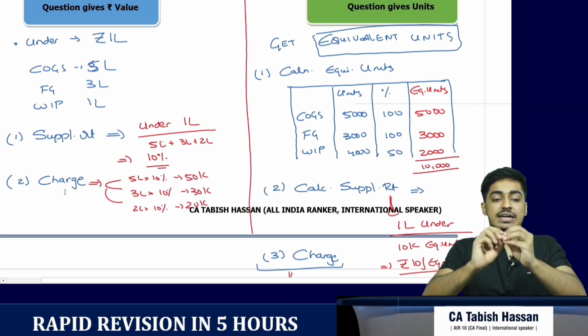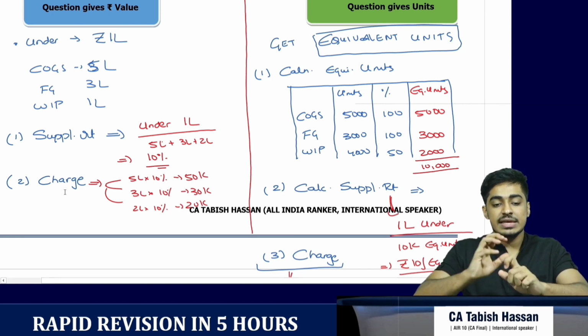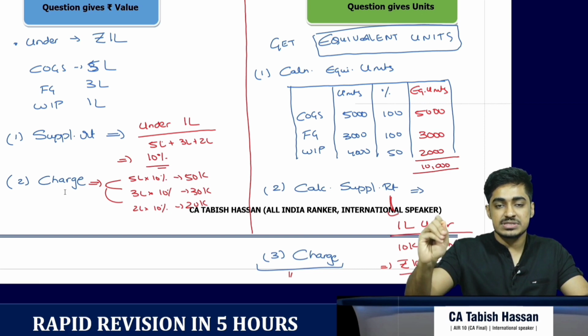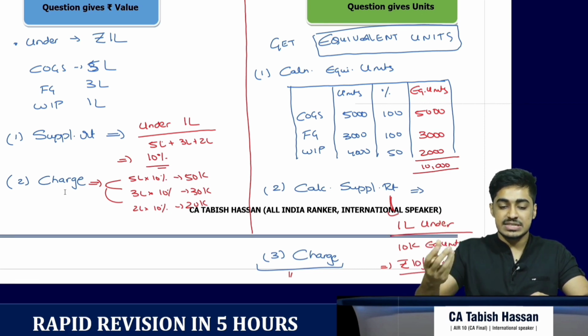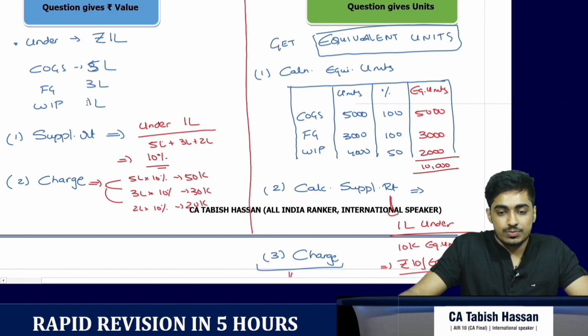Next step is to charge. In cost of goods sold, it was 5 lakh, the original, into 10%. 10% is the supplementary. So 5 lakh into 10% is 50,000, 3 lakh into 10% is 30,000, and 20,000. That's how we distribute the 1 lakh rupees.